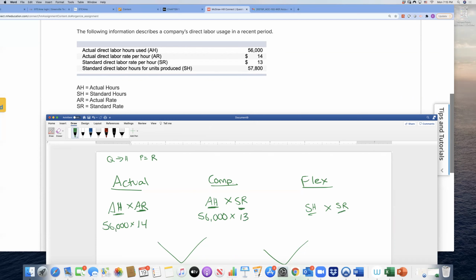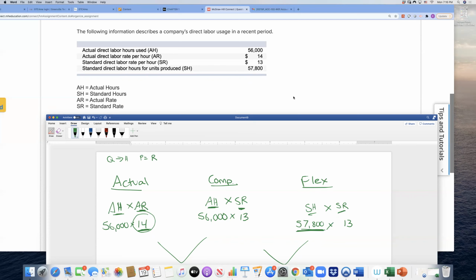Remember when we talked about materials, we had to calculate the price of our materials, but this one they just gave us our actual rate. And this uses our standard rate, 13. Standard direct labor, and again, there was nothing we had to calculate here. They gave us these numbers. The materials question was a good bit harder because we had to calculate the standard quantity of materials and we also had to calculate our actual price of materials.